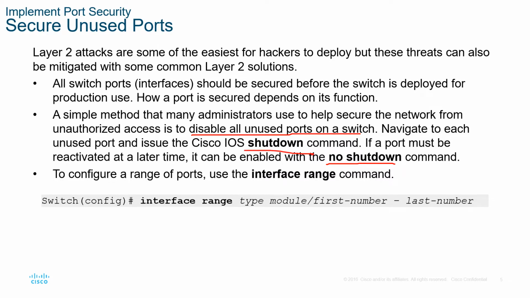So better if the port is not being used, better to shut it down. So you may use the range, no? So in a way you don't go to each of the interfaces. You may type interface range, say FA0/1-4. So example, if you want to shut down ports 1, 2, 3, 4, and then you type shutdown.